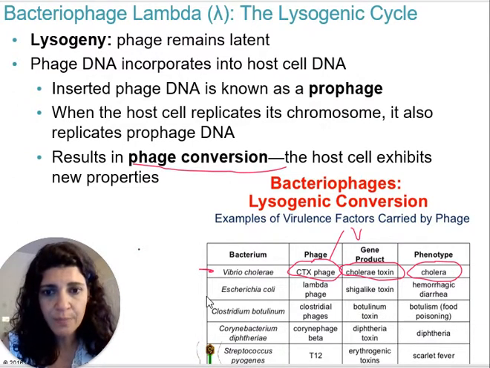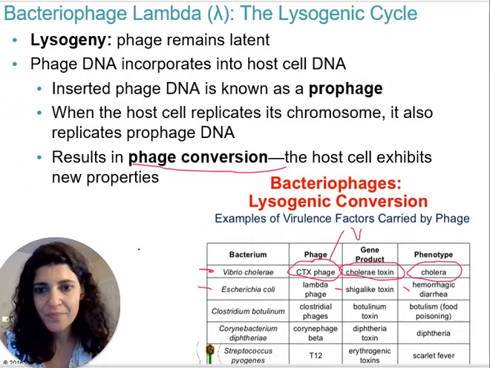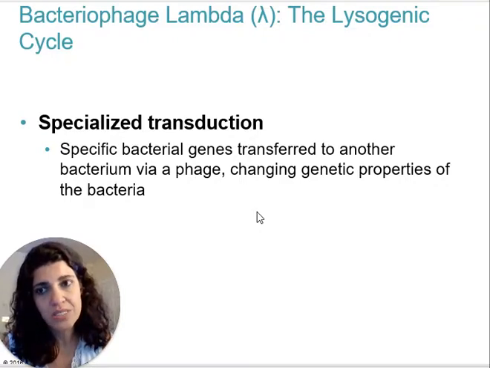So there are other examples of bacteria that are not pathogenic, like E. coli, when it acquires by lysogenesis Shiga-like toxin, it is going to cause hemorrhagic diarrhea. Otherwise, it's not. So by lysogenic conversion or phage conversion, bacteria can become virulent and pathogenic. Does it make sense?